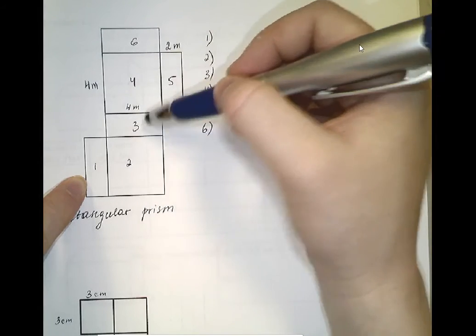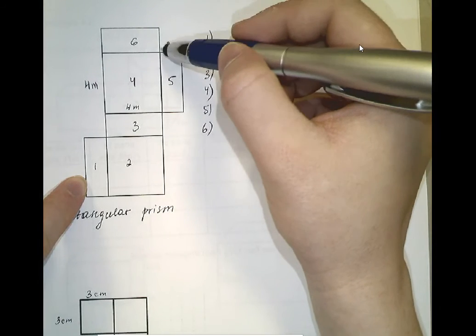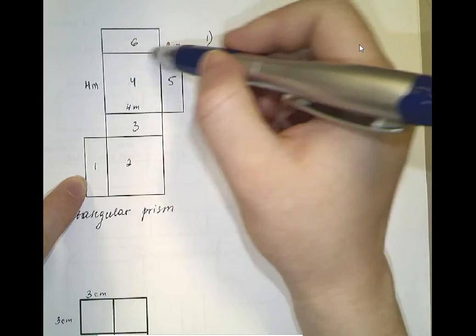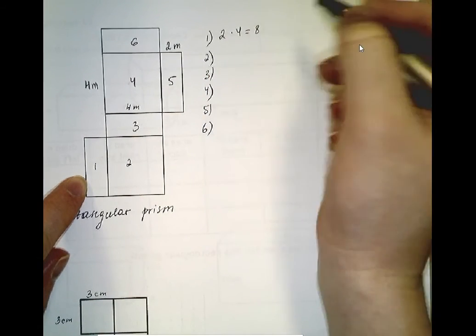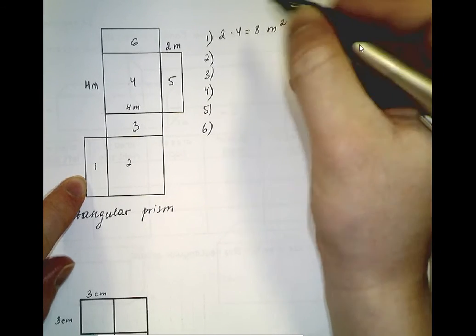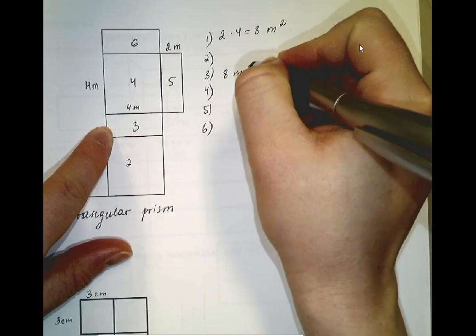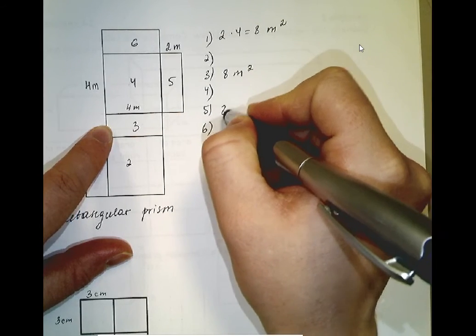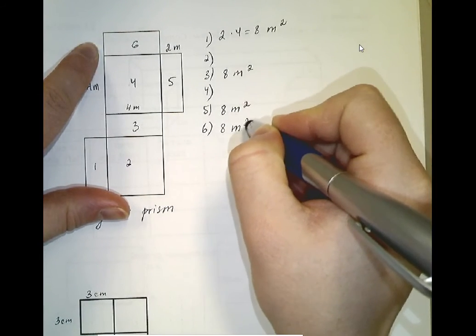It looks like 1, 3, 5, and 6 have exactly the same measurements. It's 2 by 4, because this side is 4, this side is going to be 4 as well. So 2 times 4 equals 8. The same answer I will have, so meters squared. For number 3 is going to be 8 meters squared. Number 5, 8 meters squared, and number 6, 8 meters squared.